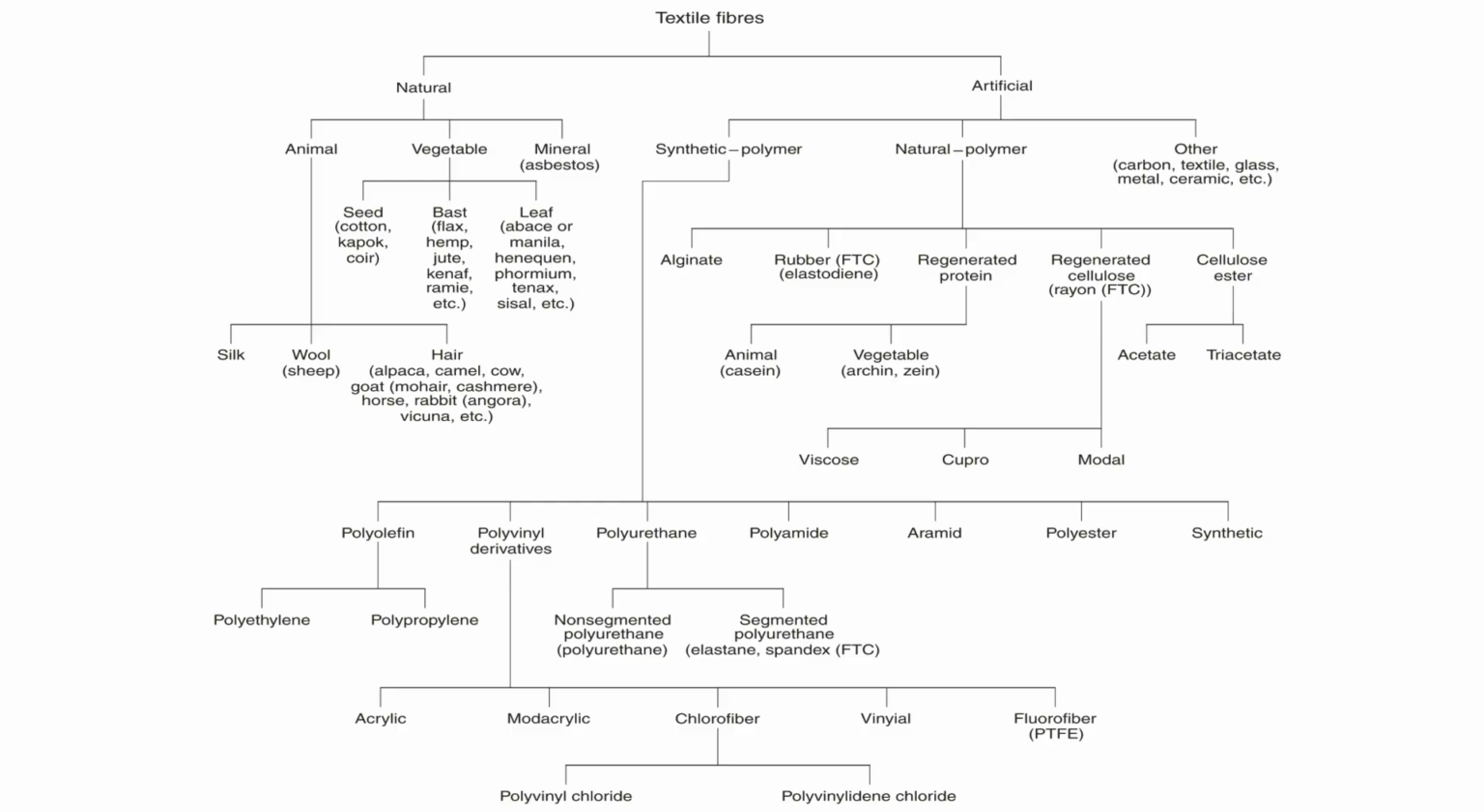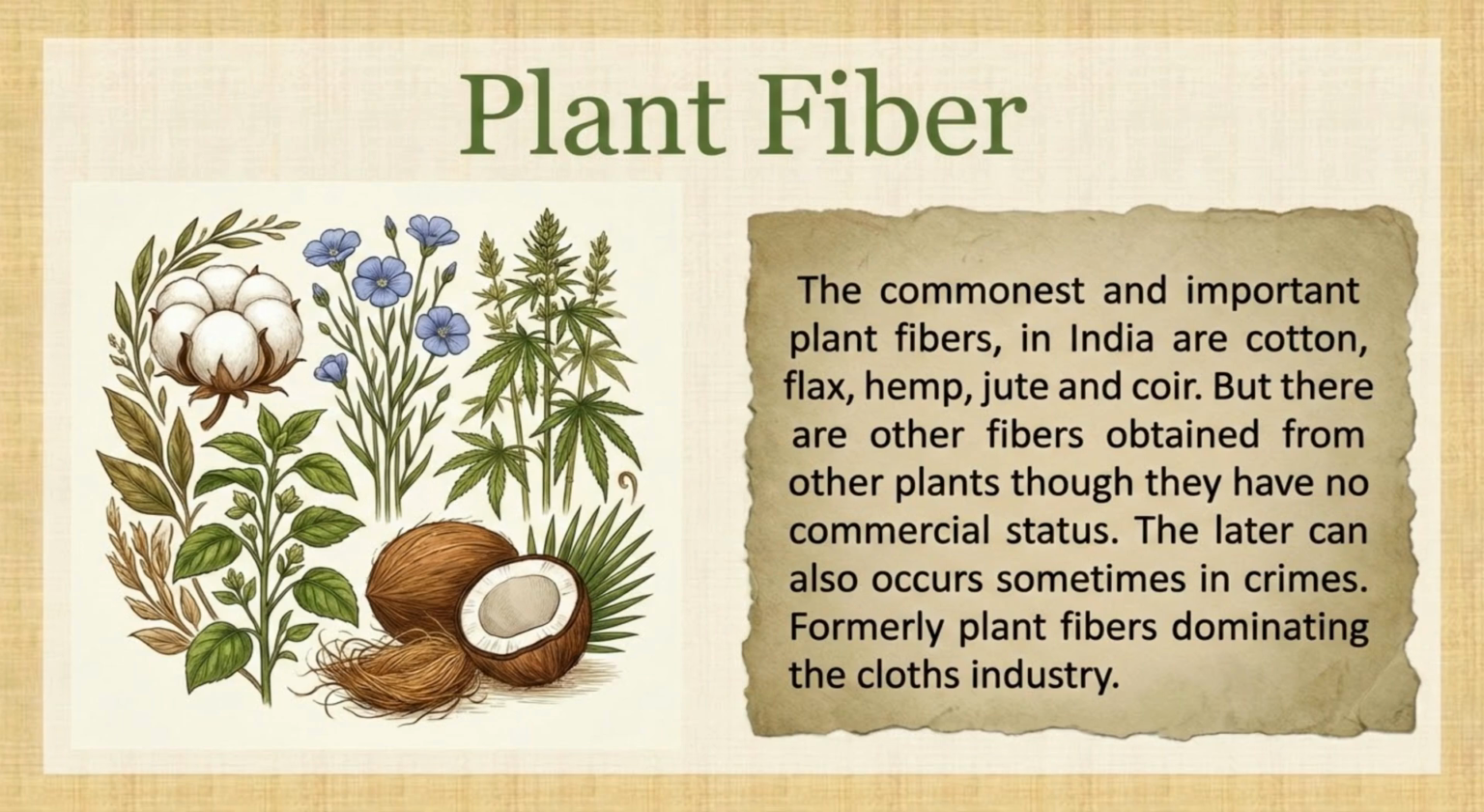This flowchart provides a detailed classification of textile fibers, branching from natural and artificial categories down to specific types like silk, cotton, polyester, and various derivatives. Plant fibers such as cotton, flax, hemp, jute, and coir are common in India. While formerly dominating the clothes industry, even those without commercial status can be found in crime scenes.